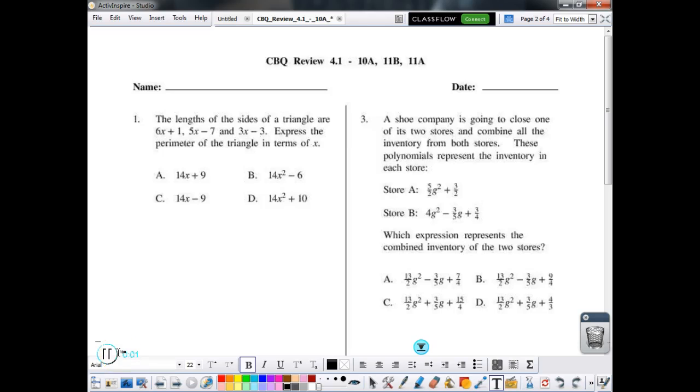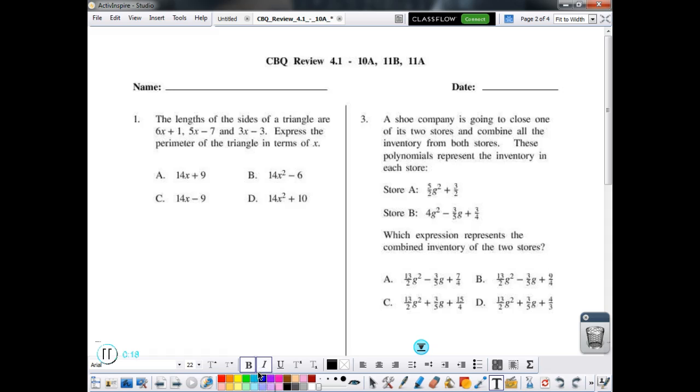Okay, so I'm going to go over your review. Alright, so number one, the lengths of the sides of a triangle are 6x plus 1, 5x minus 7, and 3x minus 3. Express the perimeter of the triangle in terms of x.